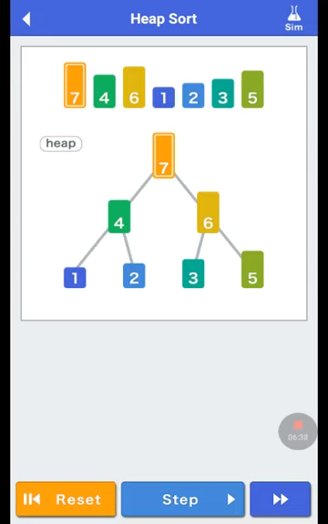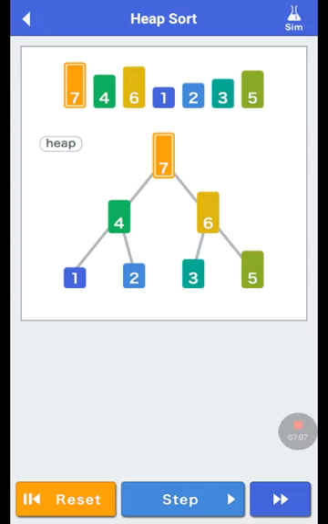The parent 7 is greater than its two children 4 and 6. The parent 4 is greater than its two children 1 and 2. And the parent 6 is greater than its two children 3 and 5. So we have a binary tree having this property wherein the parent is greater than its two children, left and right. This is a heap binary tree. We have completed phase 1.